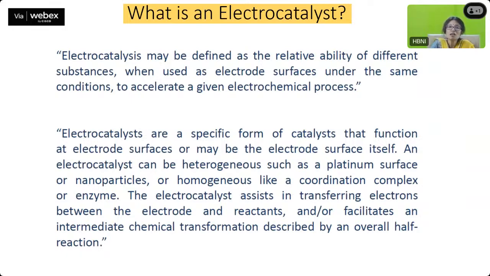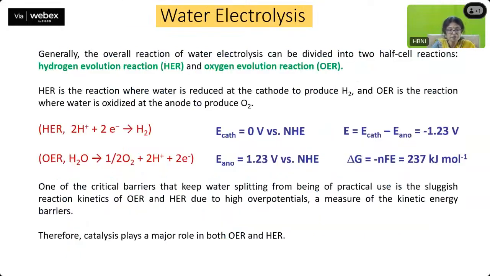So electrocatalyst, it can be heterogeneous such as a platinum surface or nanoparticles, or it can be homogeneous like a coordination complex or enzyme. So the electrocatalyst assists in transferring electrons between the electrode and reactants and facilitates an intermediate chemical transformation, which is described by an overall half reaction. So a redox reaction takes place. So there is a movement of electrons.